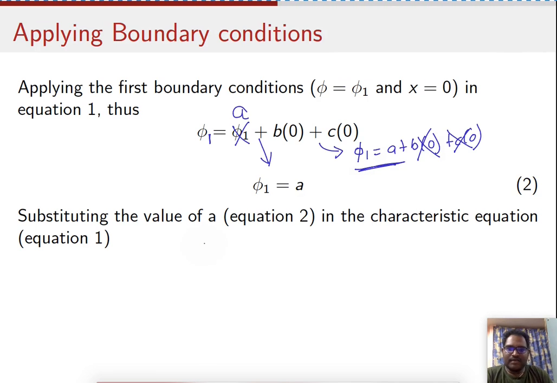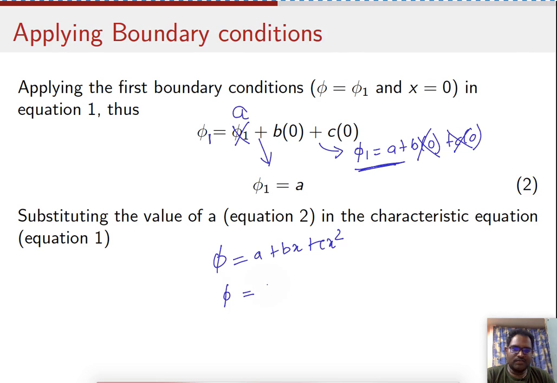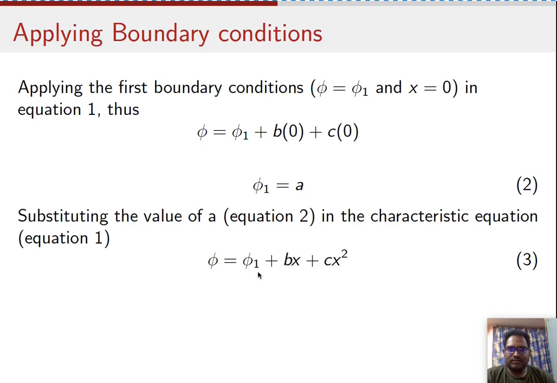As stated in the next step, substitute it in the characteristic equation. The characteristic equation is a plus bx plus cx square. Substitute the value of a, so basically it is phi is equal to phi 1 plus bx plus cx square. This equation we will use for finding out the value of b as well as c directly. So this is the equation we are going to use for finding out the value of b and c.